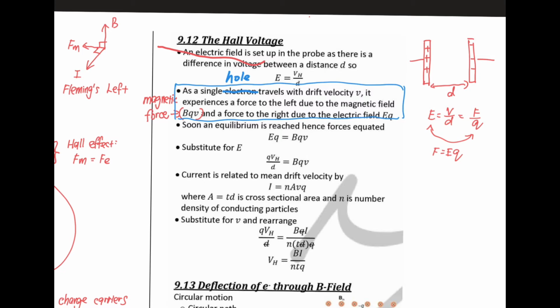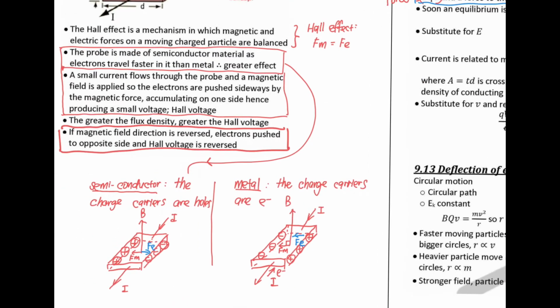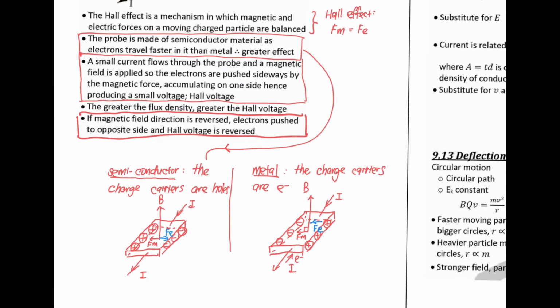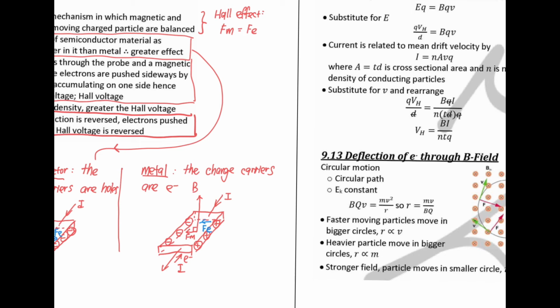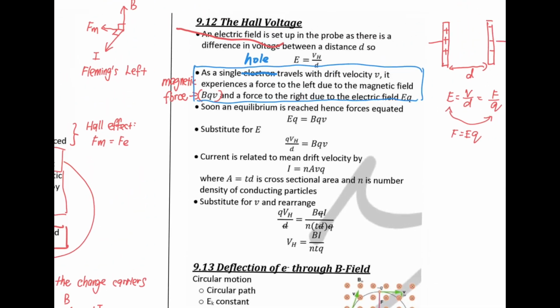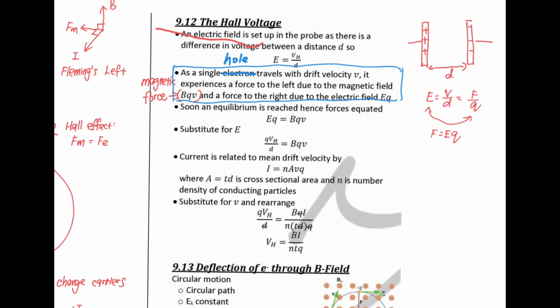Now they are trying to say the Hall effect, Fm equal to Fe. At that time, we can equate the two forces here. The magnetic force, Fm, is BQV. The electric force is EQ. So the two forces are equal to each other, and we get this equation.